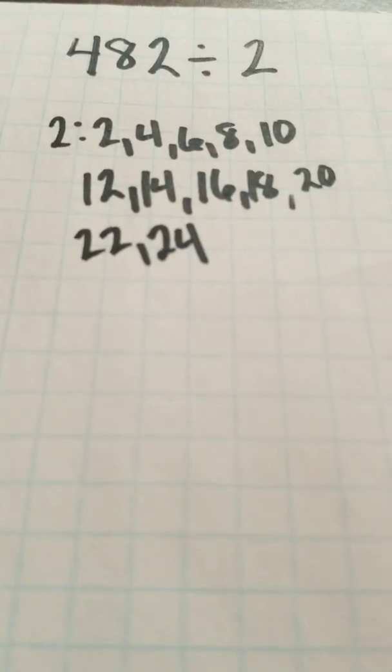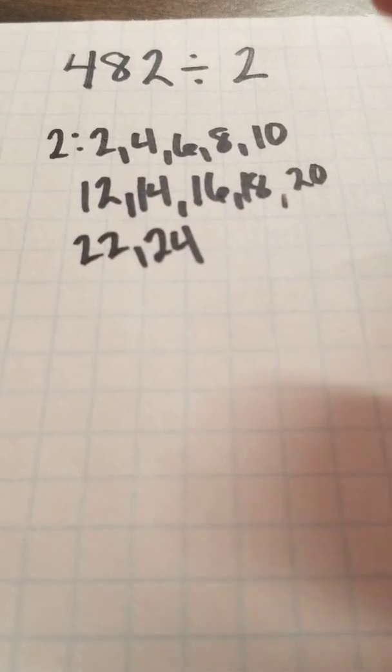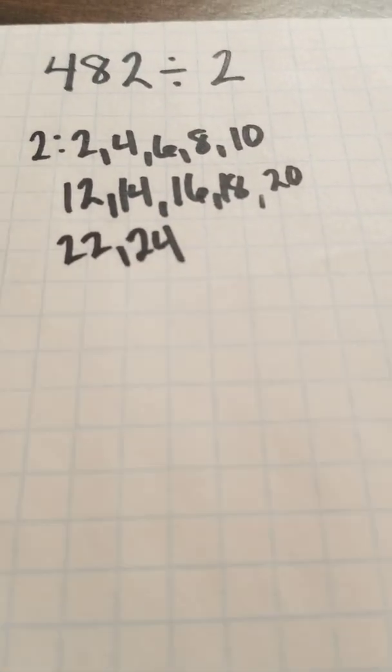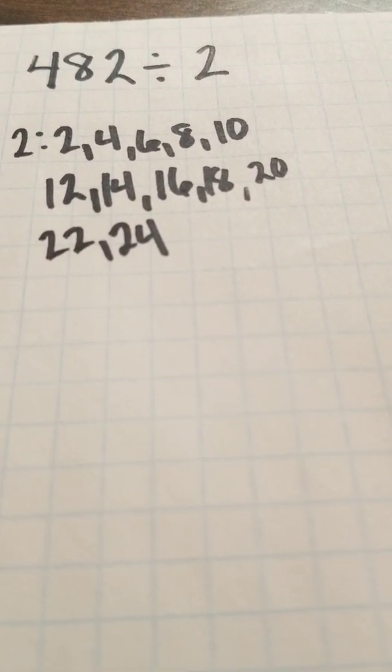Okay, for example, 482 divided by 2. If you list your multiples, 2, 4, 6, 8, 10, 12, 14, 16, 18, 20, 22, and 24. Now, if you notice, these are nowhere near the 482. So what we have to do here is think about these in the multiples of tens and hundreds.